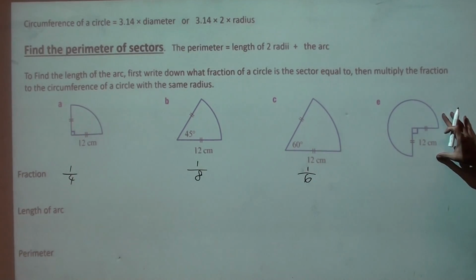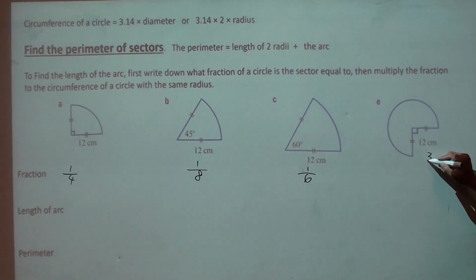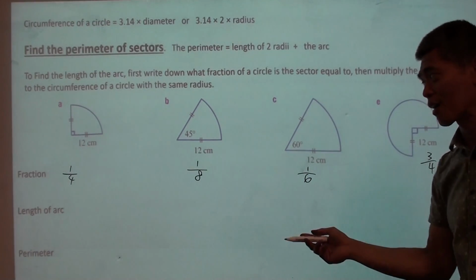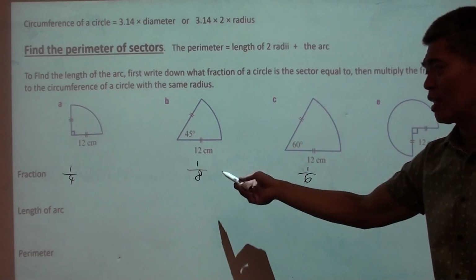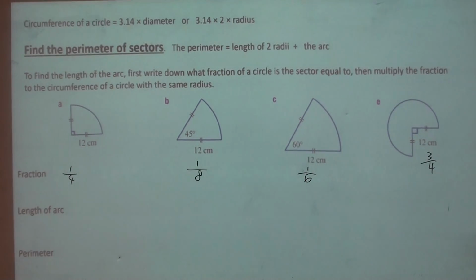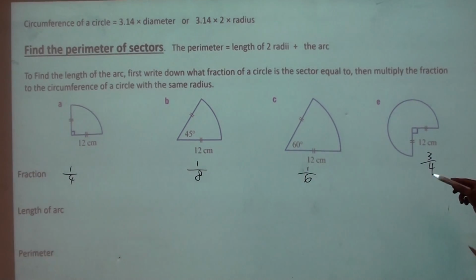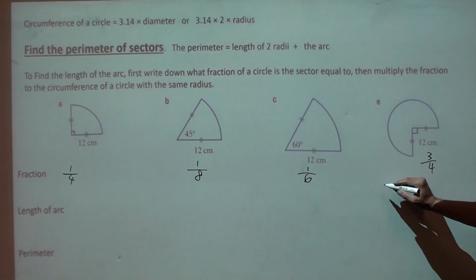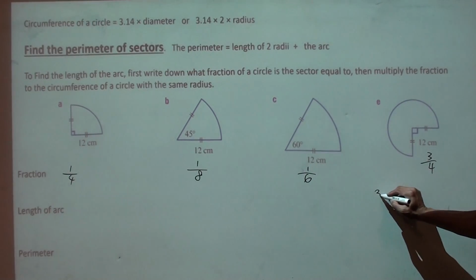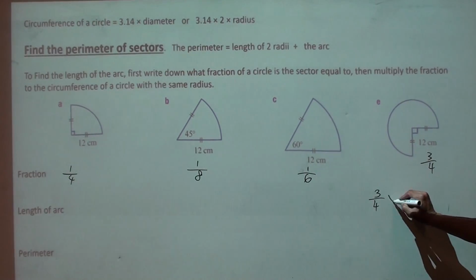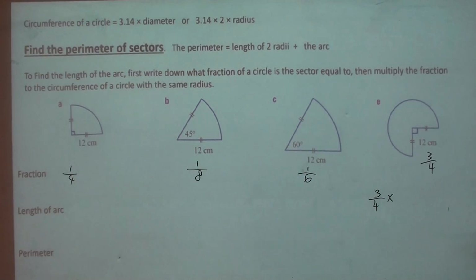Now this one is pretty obvious. That's 3/4. So all you have to do to find the length of the arc is to multiply the fraction with the circumference of a circle. I start with the hardest example here, and that's 3/4. So we're just going to take 3/4 multiplied by the circumference of the circle.